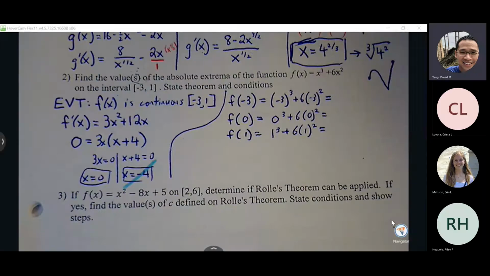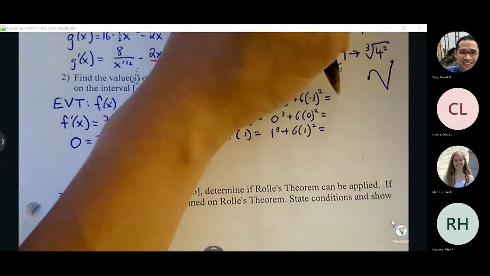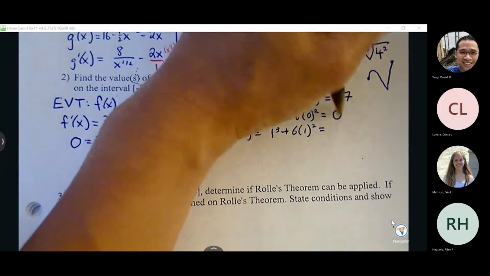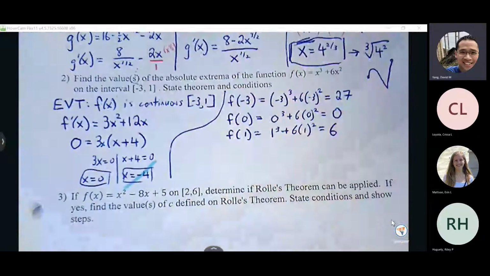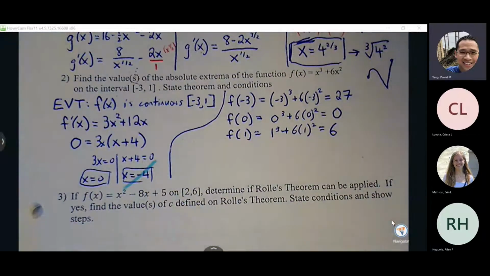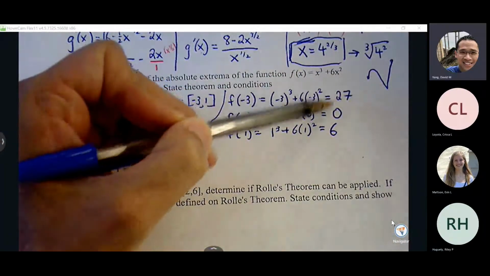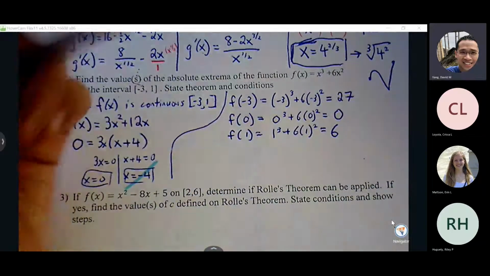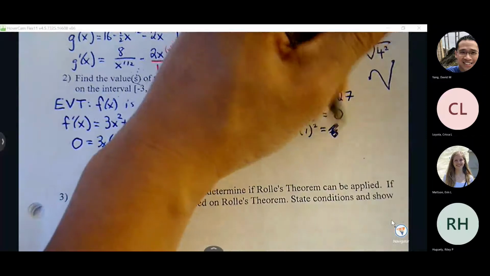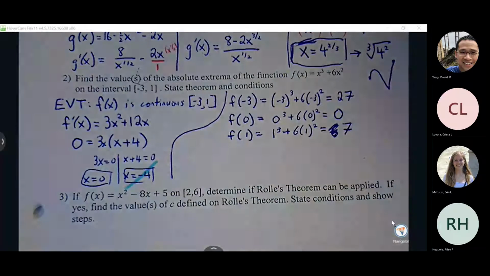Okay, use your calculator. -27 plus 54. So then all we care about are just looking at these numbers here, and we're just comparing these numbers to find the max and min. Oh, sorry, 7. Thanks.